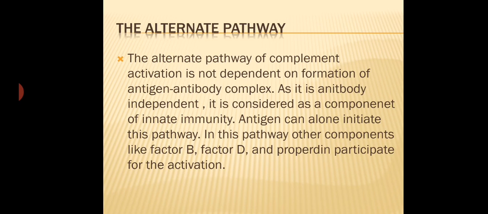So C4 is split into C4A and C4B, smaller and larger fragments. Out of this, one fragment joins the cascade. So EAC1 4B, because 4B is the larger fragment, 4A diffuses away. Now EAC1 4B will go and bind to the C2 component. So C2 gets split into C2A, C2B. Out of this, 2A will join the cascade. So EAC1 4B 2A, the whole complex will be formed. We show the activated complement component.